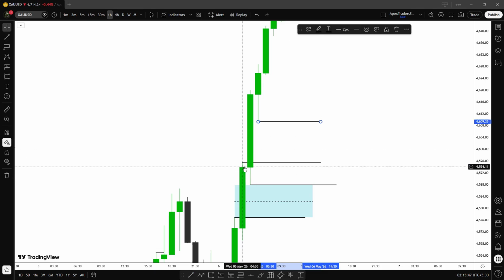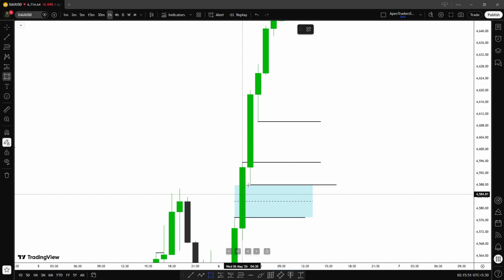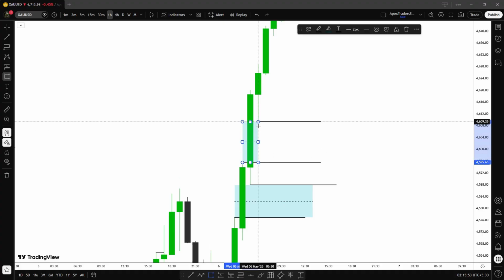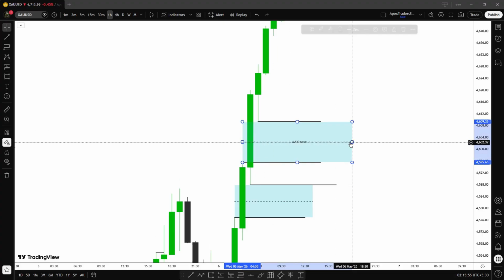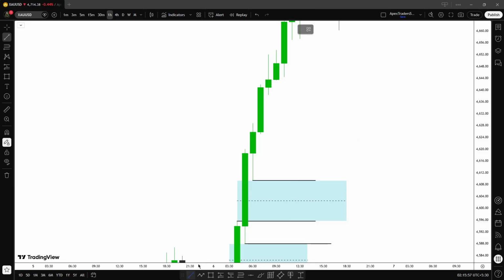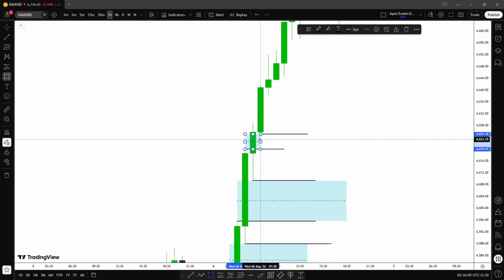So this is our first candle. The second candle made a body close, and the third candle leaves a fair value gap. So this is our fair value gap. This is our first candle. The second candle made a body close. This is our third candle. So we have a fair value gap.